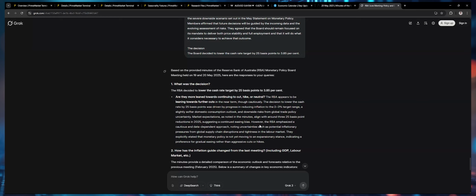As noted in the minutes, align with around 325 basis point reductions in 2025. So I'm not too sure if they mean another three or a full three basis point cuts in 2025. Because if it's a full basis point cut, they've done two already. So there's only one left. If they mean another three, then it's another thing. Okay. So suggesting a continued easing bias.